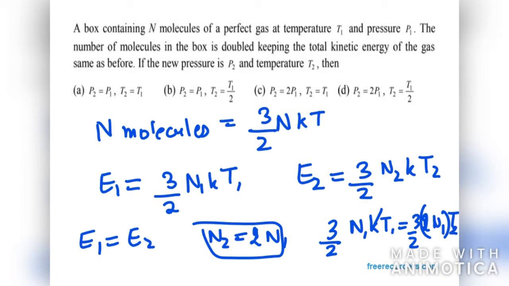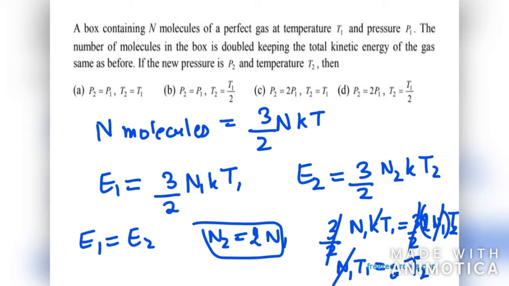3 by 2 and 3 by 2 get cancelled out. From this equation, we are left with only N1 T1 equals N1 T2 times twice, and N1 again gets cancelled out. So T1 equals twice of T2. This is the condition: T1 is equal to twice of T2.